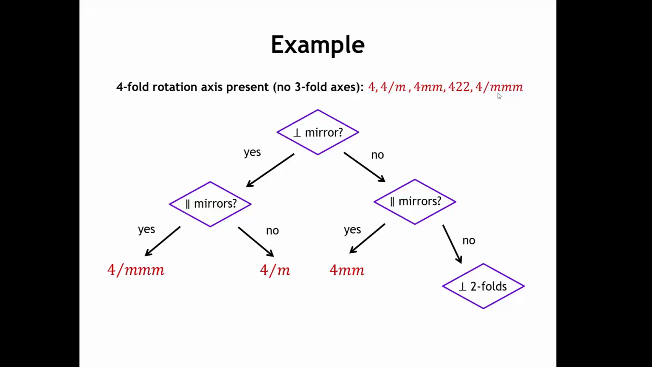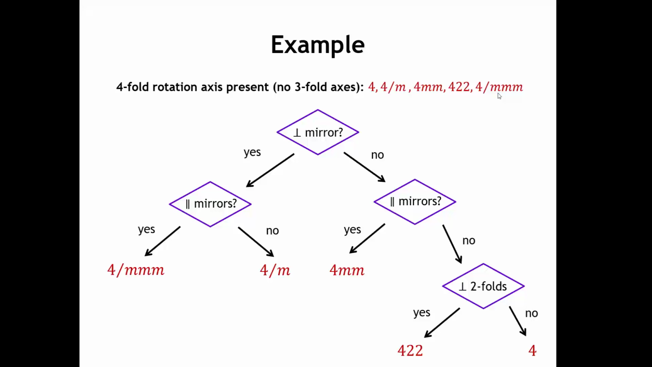Are there twofold rotation axes that are perpendicular to the fourfold? If the answer is yes, the point group is 4, 2, 2. And if the answer is no, the point group is just 4. Okay, so in this way, asking these questions, we can determine which of these 5 point groups we would have.